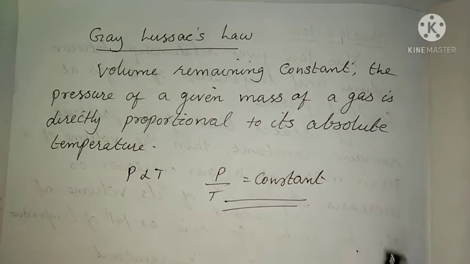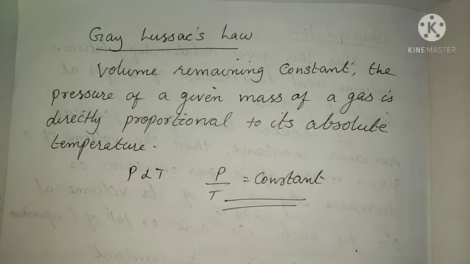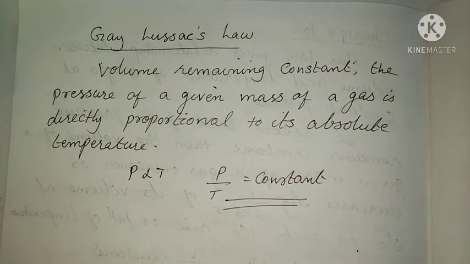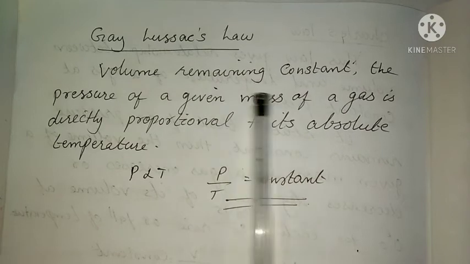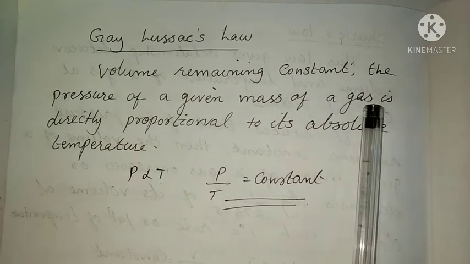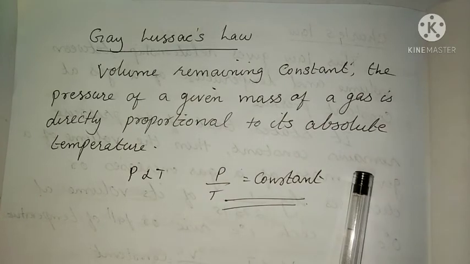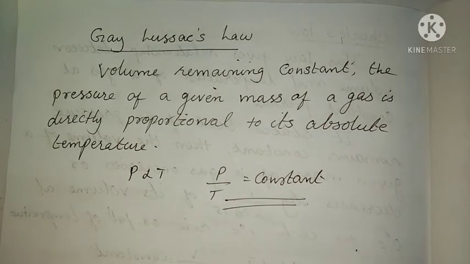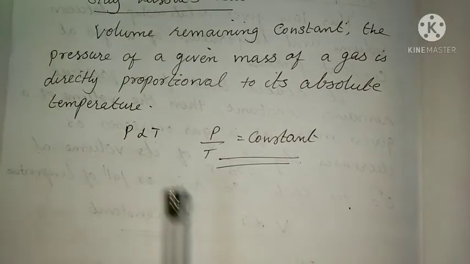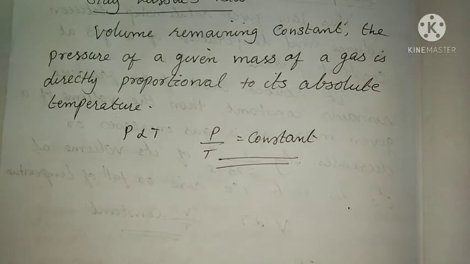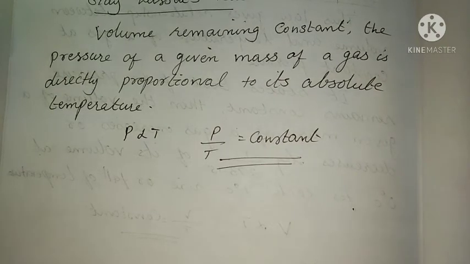Then Gay-Lussac's law. This law gives the relation between pressure and temperature of a gas. It was discovered by Joseph Gay-Lussac. It states that with volume remaining constant, the pressure of a given mass of a gas is directly proportional to its absolute temperature. That we can write like this, P proportional to T, P by T equal to constant. So these are some of the important laws you want to study in the chapter Kinetic Theory.